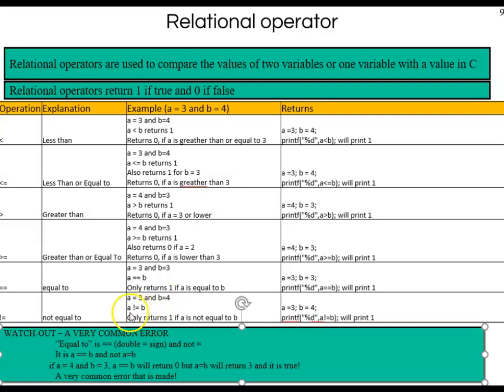A equal to 3, B equal to 4 or any other value other than 3. A not equal to B is what we are checking here. So both the values should not be equal, right? These are the 6 relational operators. You can use simple printfs to check it. These are typically used in if statements, which is a conditional statement, which we'll check in the next chapter.